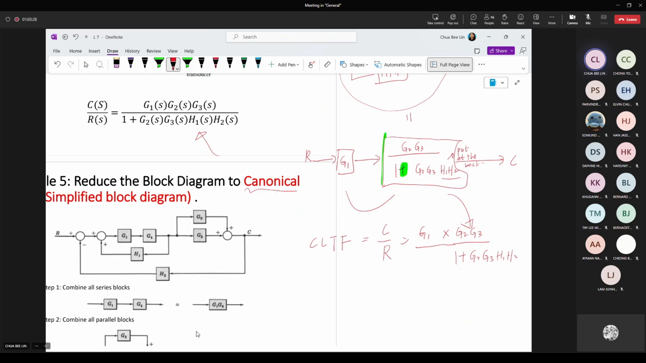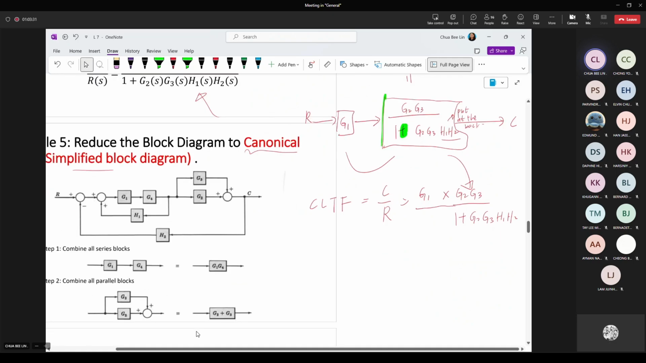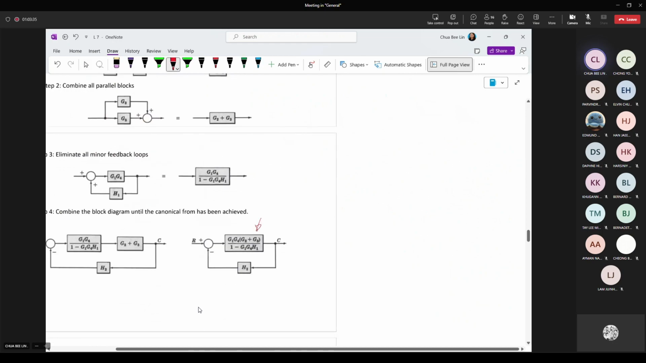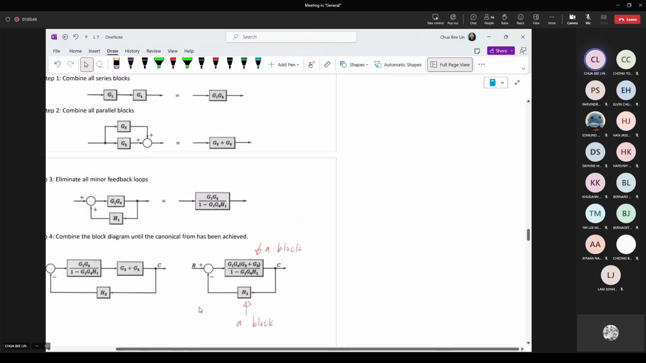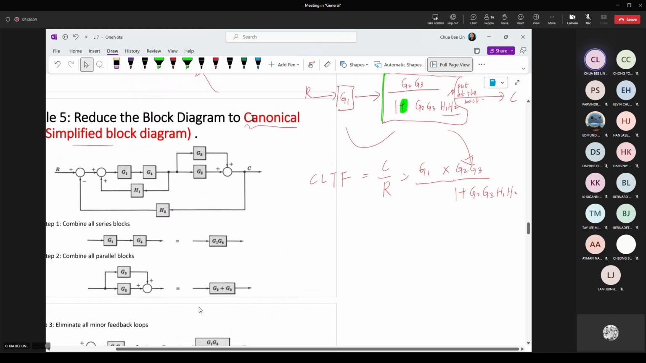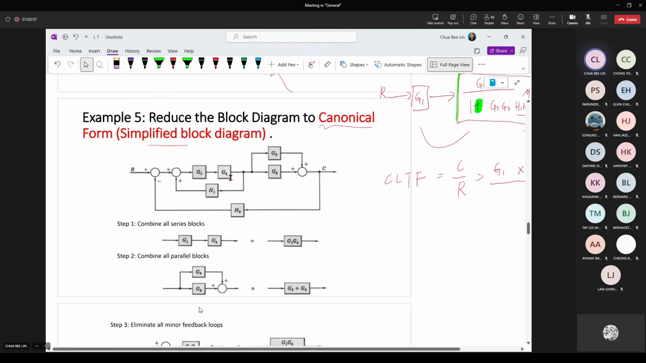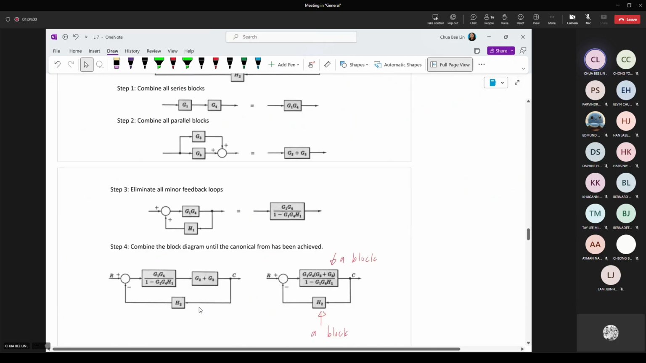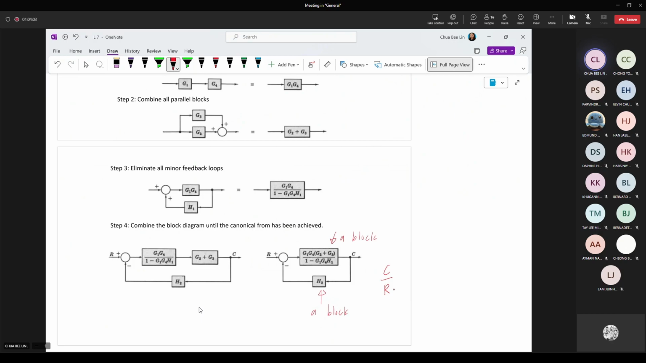Okay, now canonical form. Canonical form means you'll be only finally having a block on the top and a block at the bottom. So a block on the top means the forward pathway and then a block at the end. So this one you don't need to simplify further to get the C over the R because the question only requires you to get canonical form. So canonical form, you don't need to solve further. If you want to solve further until you get the final answer, it should be C over the R equivalent to all these. I name this one as A, this one as B. So it will be A over 1, this is minus, plus A multiplied with B.